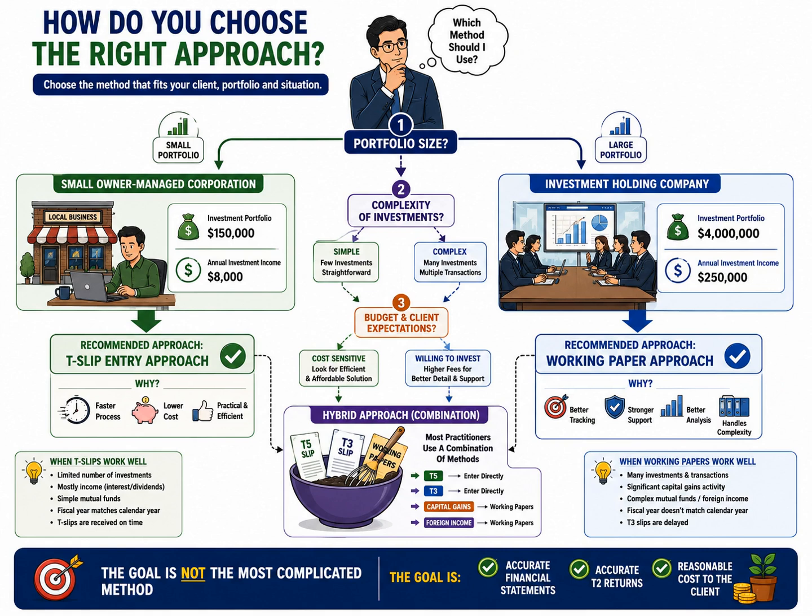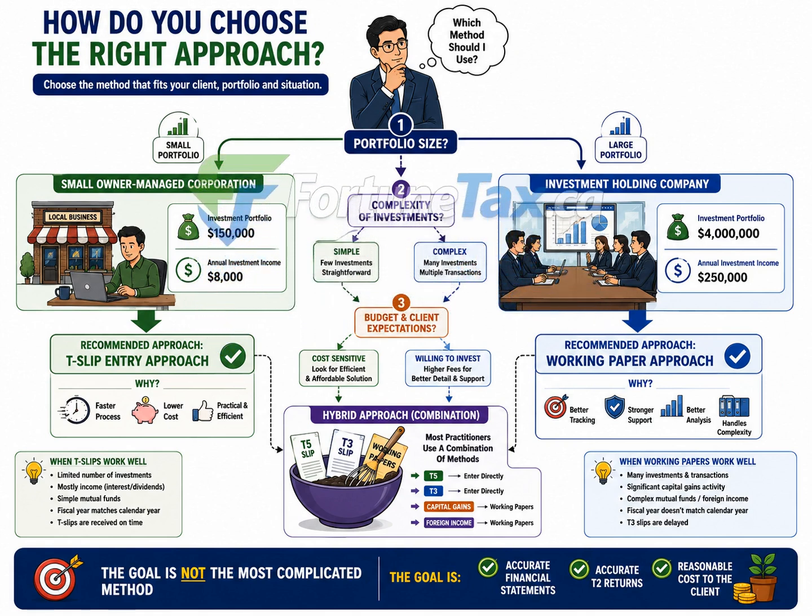The first factor to consider is portfolio size. For a small owner-managed corporation with a modest investment portfolio and relatively simple investment income, the T-slip entry approach is often the most practical choice. The investment activity is limited, the reporting requirements are straightforward, and the cost of preparing detailed working papers may not be justified. In situations like these, using T3 and T5 slips as the primary source of information can be both efficient and cost-effective.